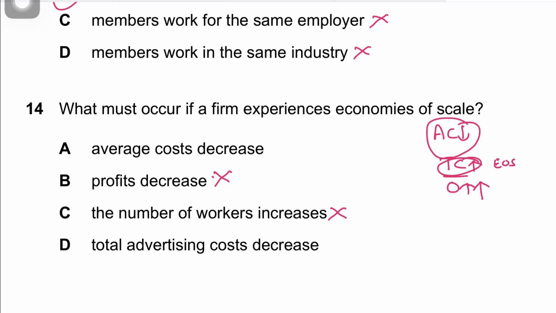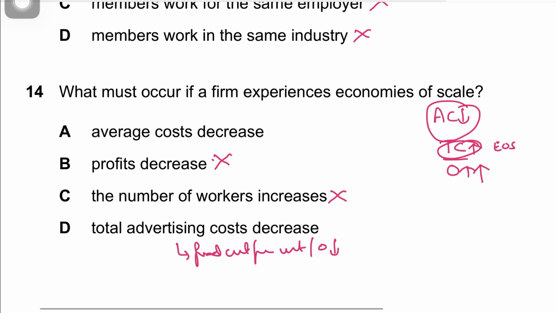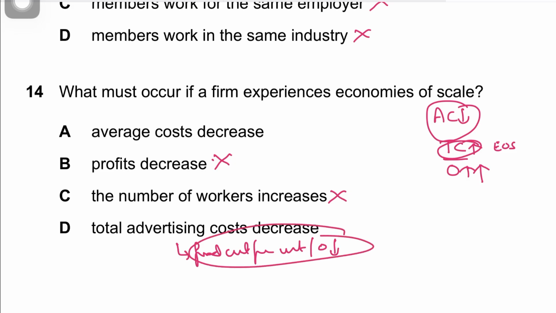Total advertising cost decreases. Total advertising cost may actually increase. What matters for us is average cost per unit. Marketing or advertising cost is actually a fixed expense, so fixed cost per unit of output is falling, which is actually known as marketing economies of scale. A fixed cost is spread over a larger volume of output, which causes economies of scale to happen, and that is going to cause average cost to go down.